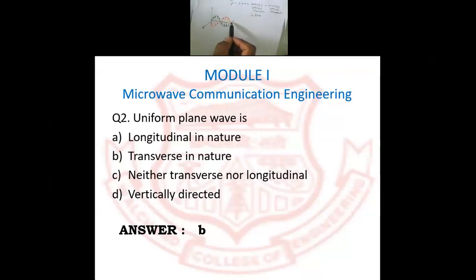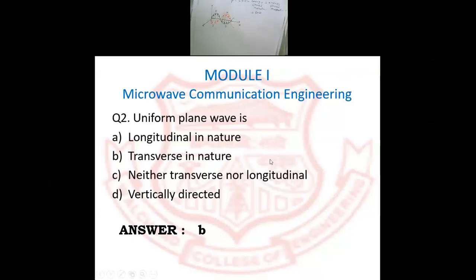As well, this is the electric field component and this is the magnetic field component. Both the electric field component as well as the magnetic field component are perpendicular to the direction of propagation of the wave. That is the direction of propagation. So that's why we can say that a uniform plane wave is transverse in nature.